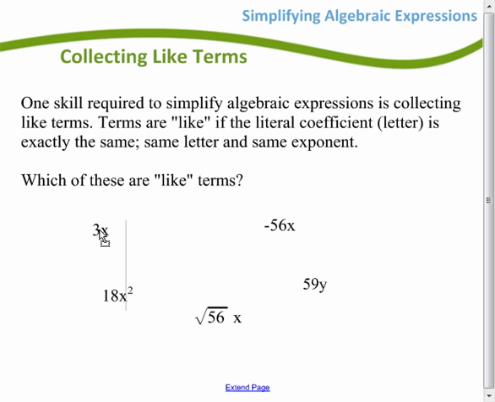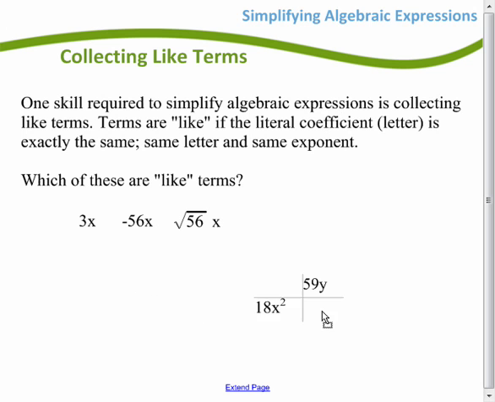Okay, hopefully you picked a 3x and a minus 56x. Oh, and this, root 56x. Yeah, all of those would be alike. It's because they have the same letter. Even though they have a different number, different sign, and this one's even an irrational number, if they have an x term at the end, I would classify these as like terms. So if they're like terms, we can do something to them. These guys over here, one with a y and one with an x squared, are not like. The letters and the exponents are not the same.